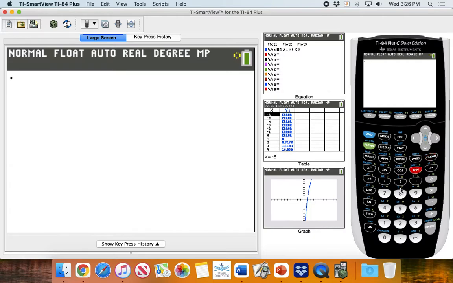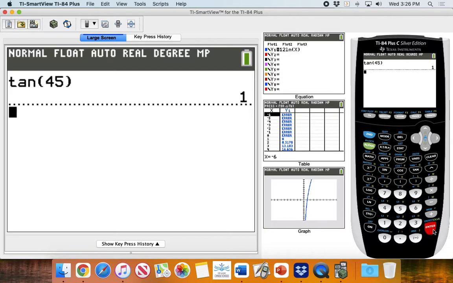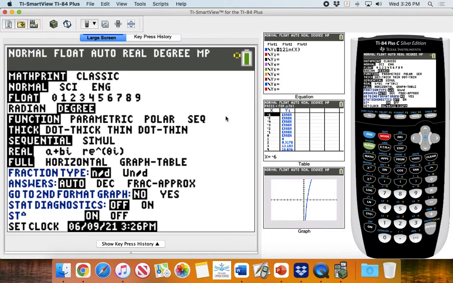If you don't, you can always do tan 45 as a test to see if it equals 1. So for this whole unit, this whole second part of this unit, you need to make sure that you are in the right mode, which is in degree mode. Okay, so again, you press mode, make sure you highlight degrees and press enter.